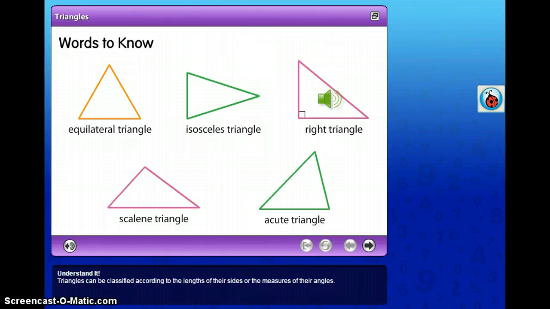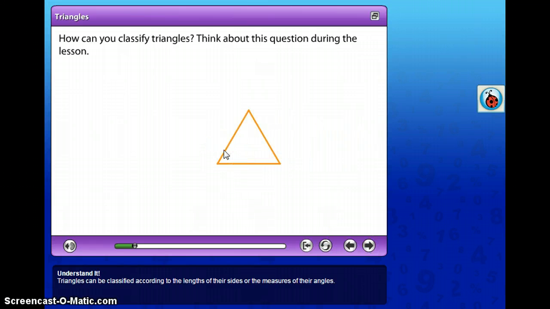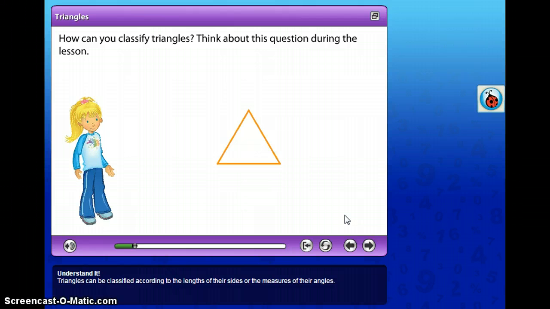Why? Emily? Because it has a right angle. An acute triangle is called acute because, why? Ellie? Yes, it has an acute angle. And there's also an obtuse triangle that has an obtuse angle. How can you classify triangles? Think about this question during the lesson.